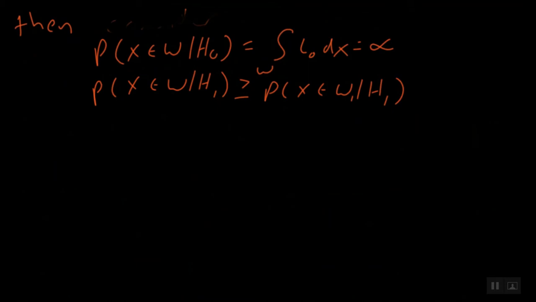Then we will consider two possibilities. The probability that X is an element of W, the critical region, given that H naught is true, is equal to the integral of L naught dx across W, which is equal to alpha. And so this is actually proving our sufficiency from the book. And then consider the probability that X is an element of W given that the alternative hypothesis is true, is greater than or equal to the probability that X is an element of W1 given H1 is true. And this is our necessity from the book.